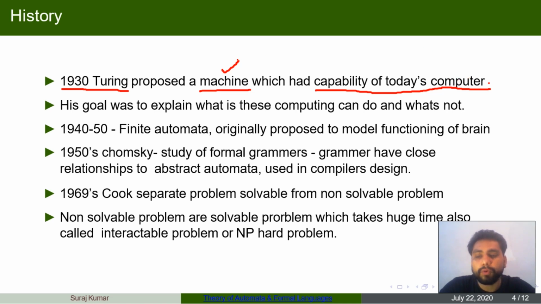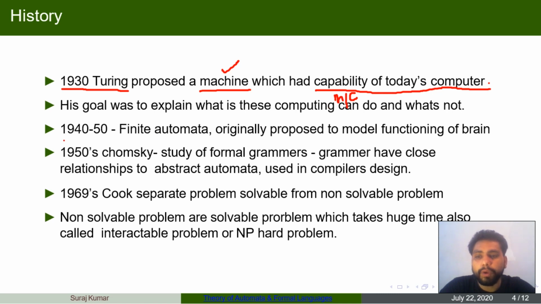Alan Turing's goal was to explain what these computing machines can do and what things they cannot do. There can be solvable problems and non-solvable problems. Solvable problems are those the computer or the Turing machine can solve, and non-solvable problems are those which will not be solved by the Turing machine.